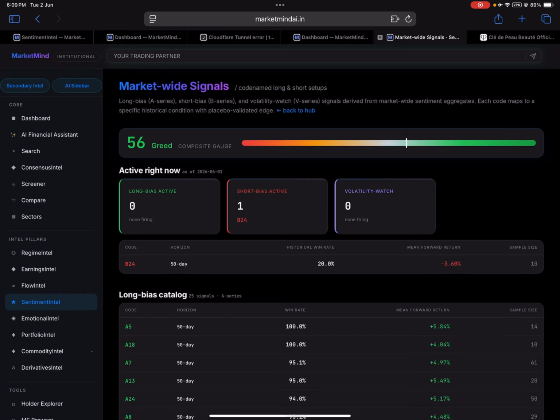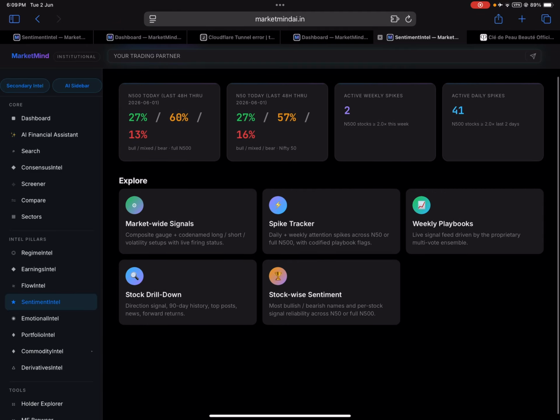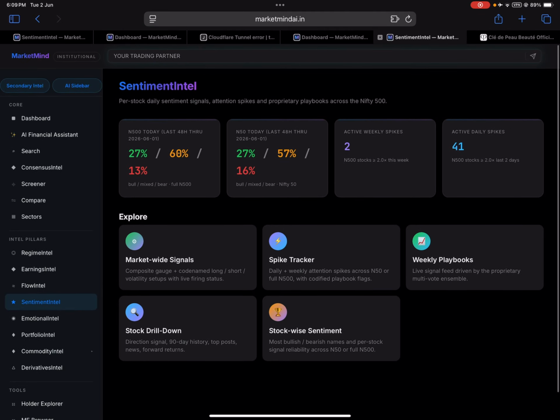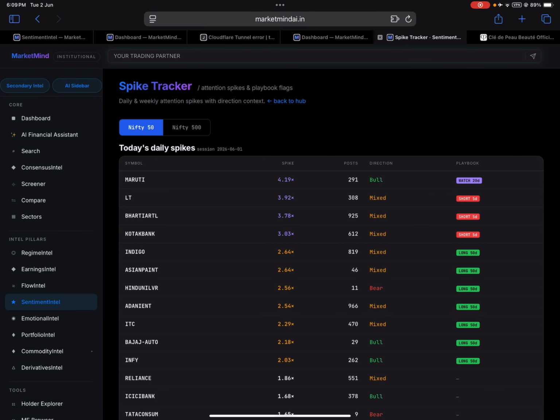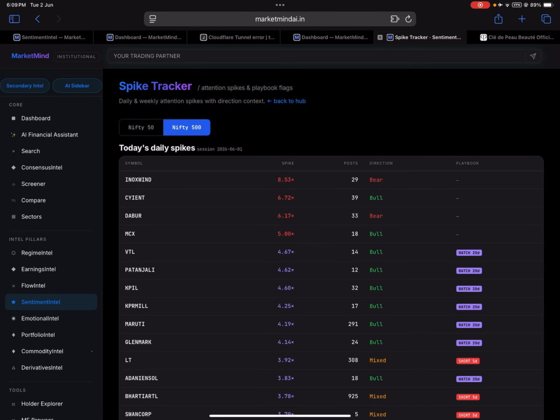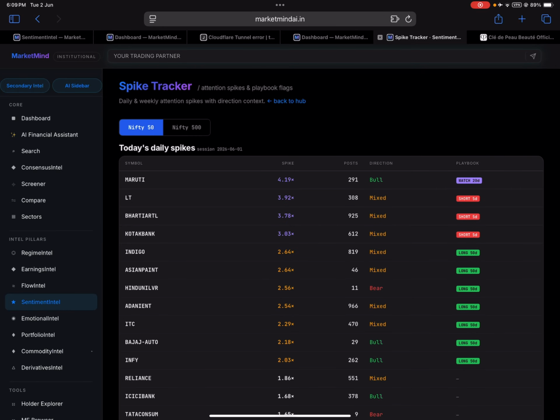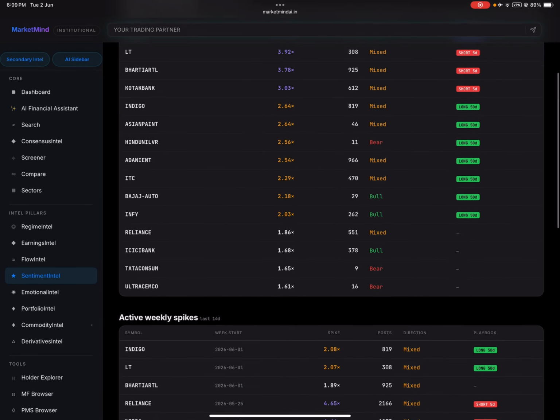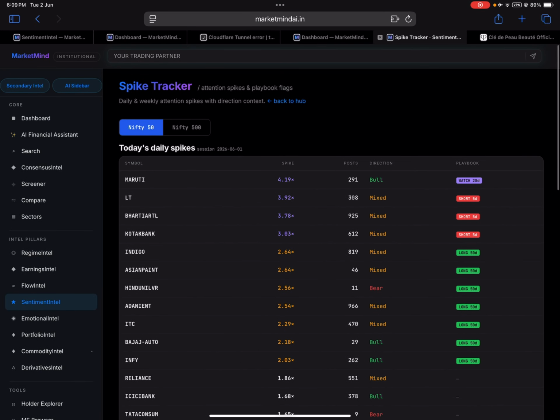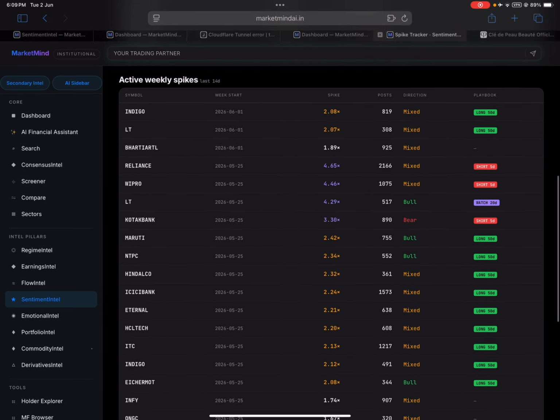Now, if you go back to the sentiment hub, a very interesting part for day-to-day trading is the spike tracker. Now, you can switch between Nifty 50 and 500 within the spike tracker, and we can see what sort of spikes are currently active for daily and weekly as well.